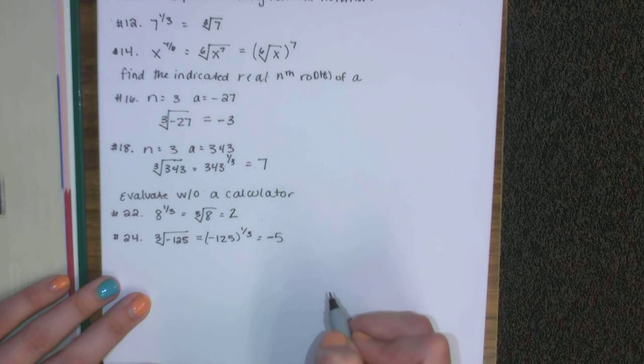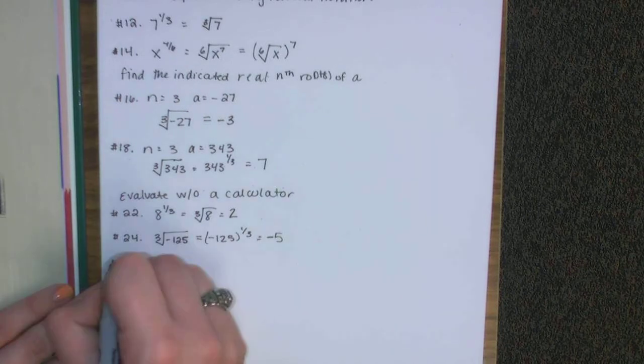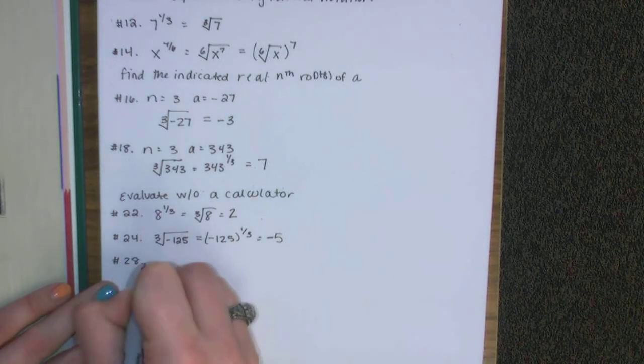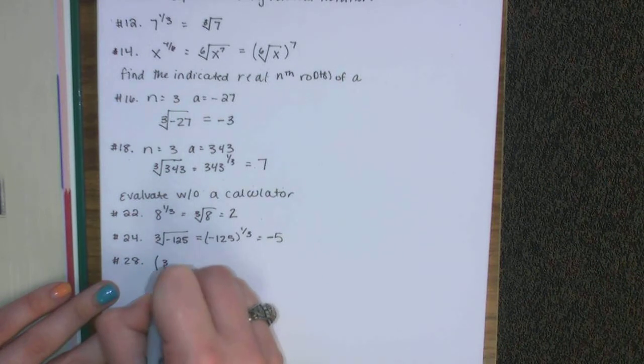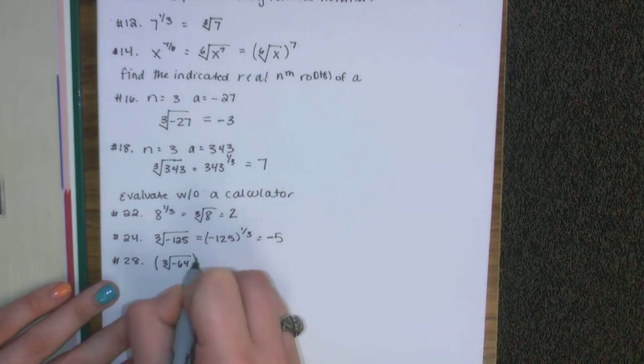Let's see, let's jump a little bit, do 28. So 28 is the cube root of minus 64, all raised to the 4th.